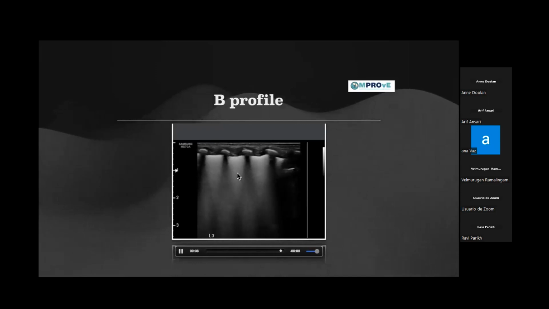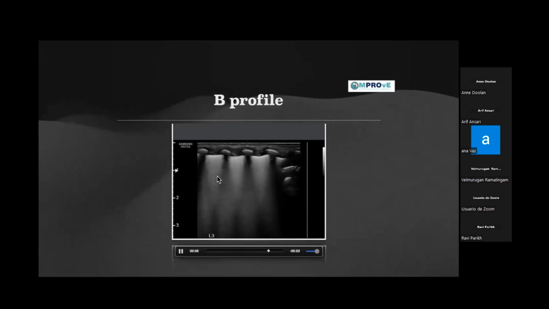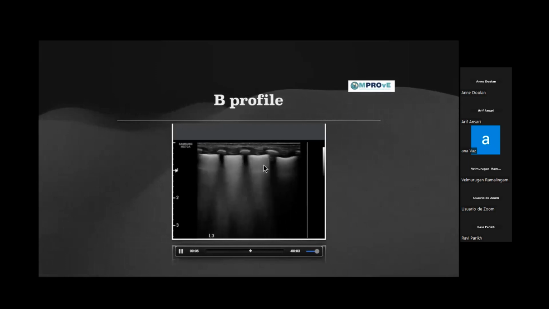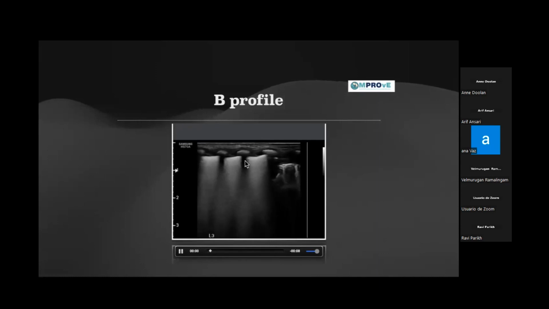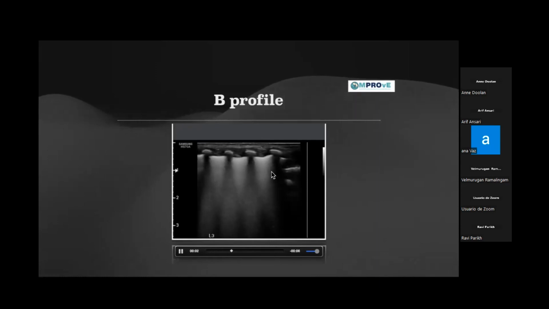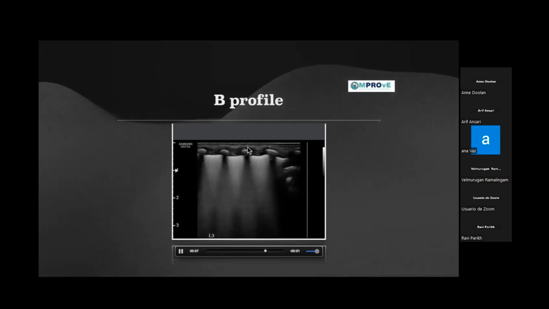But when the baby inspires, at the peak of the inspiration, some A lines appear. If you see what I mean, just focus here, follow my probe. At the peak of the inspiration, because a lot of air has moved in, you can see some A lines there. But most of the time, it's just B lines, and it erases the A lines. So this kind of a profile is B profile. So you're not seeing A lines. It's predominantly, well, completely, compact B lines. So that's your B profile.